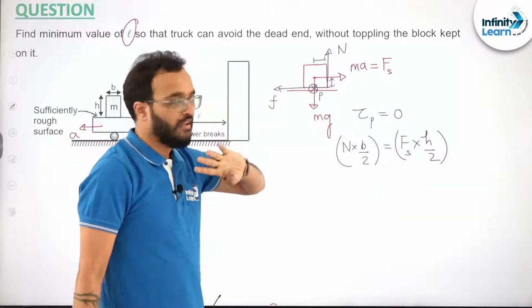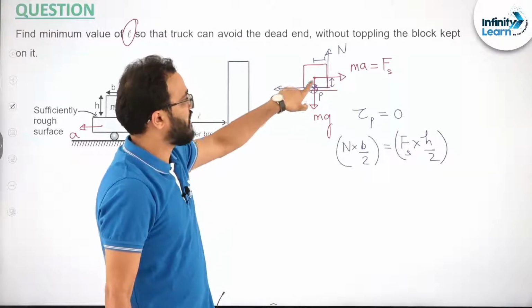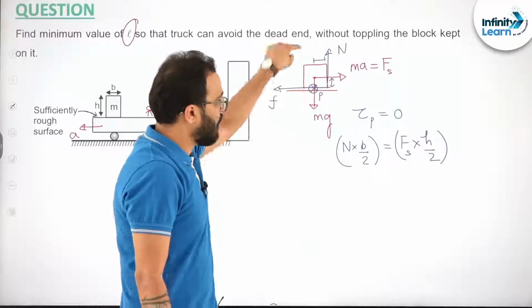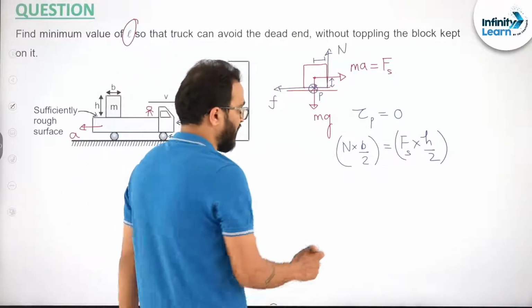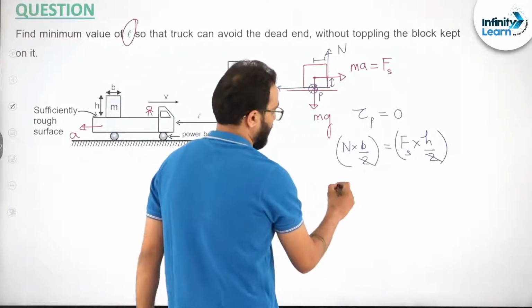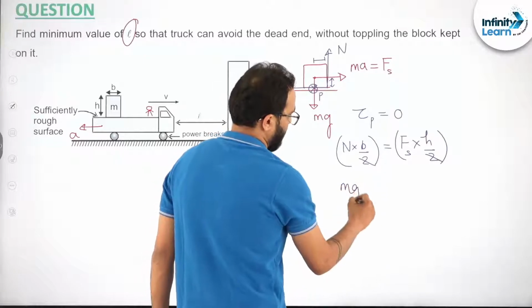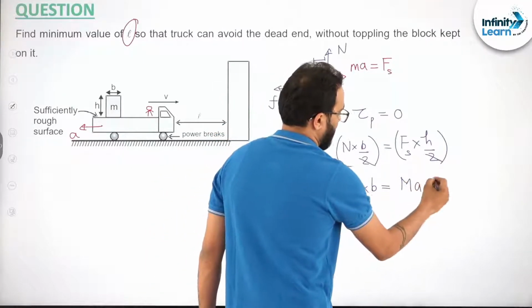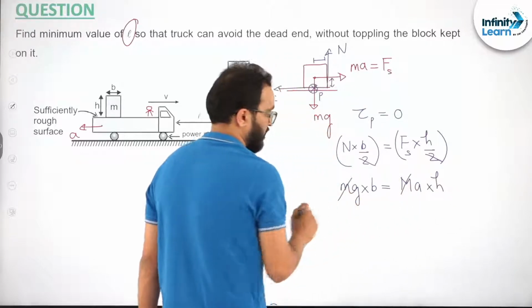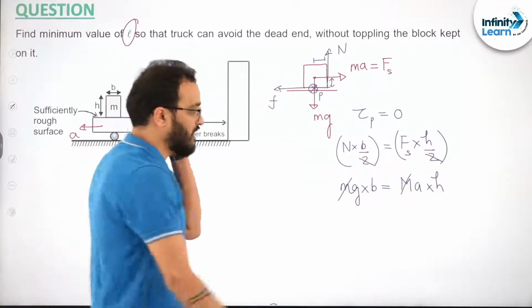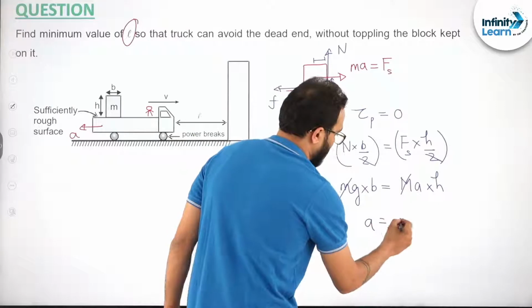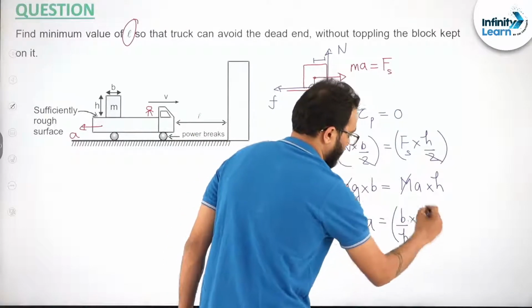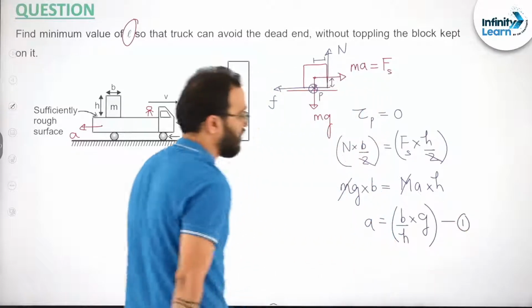So what I am doing is, magnitude-wise I am equating the torque of Fs and normal about this axis, because anyway the torque of friction and the torque of mg about this axis will be zero. Why? Because these two forces are already passing through the axis, right? So this will be cancelled. So you will say that normal, which is mg, into b is equal to ma into h. Cancelled. Do you understand? So what is the acceleration? Acceleration is b by h into g. This is equation number 1.